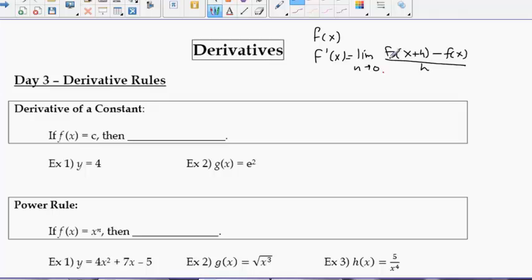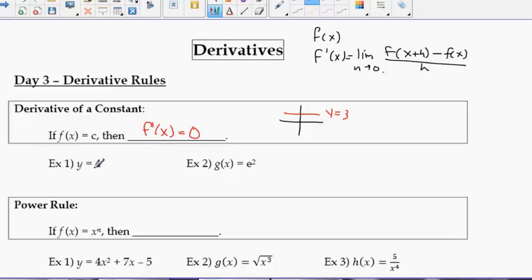And so we have some rules that make it easier to calculate derivatives so we don't have to do that all the time. So one of the first rules is the derivative of a constant. If f of x equals c, well first, what does f of x equals c really mean? Well, f of x equals c means that the function is a constant, like the equation y equals 3. So if f of x equals c, then what's the derivative? Well, the derivative of a constant function would mean the slope of a horizontal line, and the slope of a horizontal line is 0. So if f of x equals any number, then f prime of x equals 0.